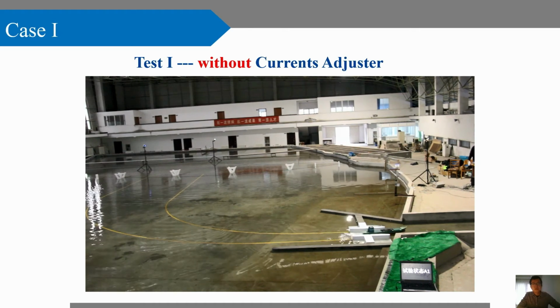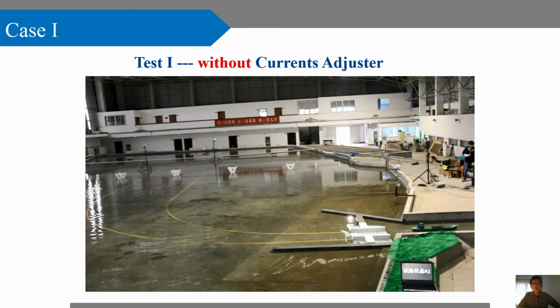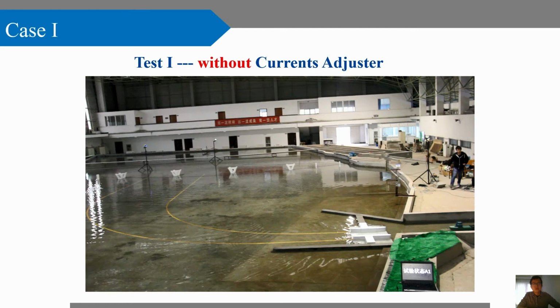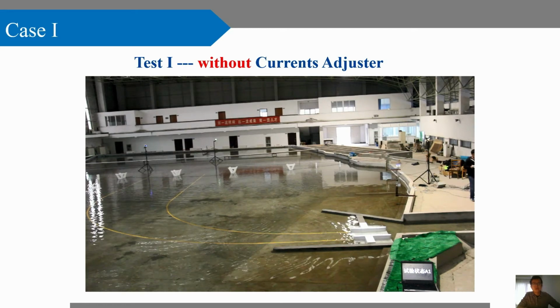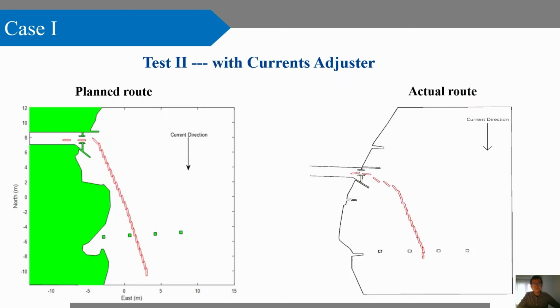As we can see, the ship barely misses the barrier, which is very dangerous. This is because the planned route doesn't consider the current effects. And in test 2, we add the current adjuster into the algorithm.